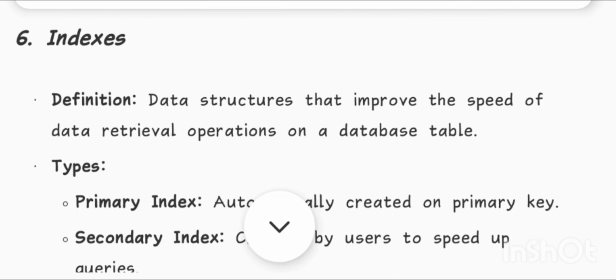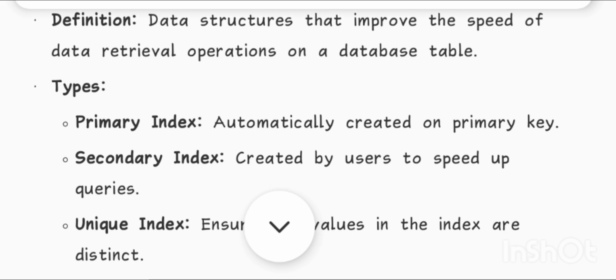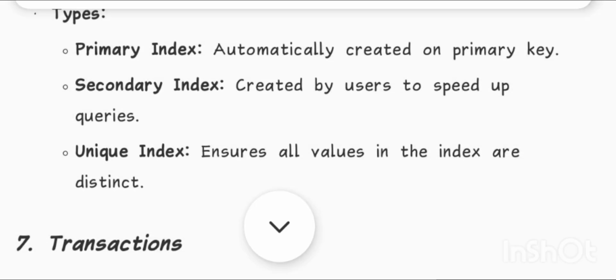6. Indexes. Definition: data structures that improve the speed of data retrieval operations on a database table. Types: primary index, automatically created on primary key. Secondary index, created by users to speed up queries. Unique index ensures all values in the index are distinct.